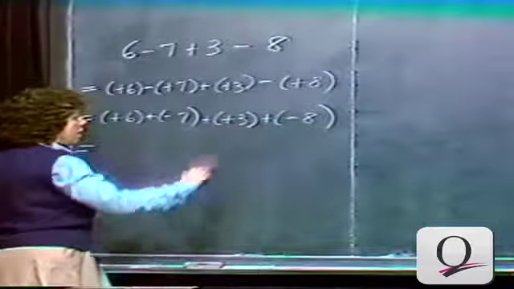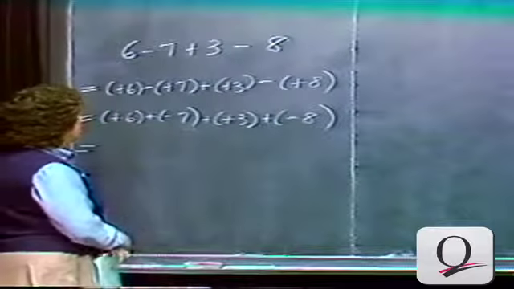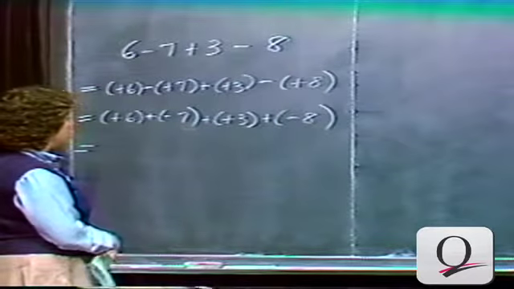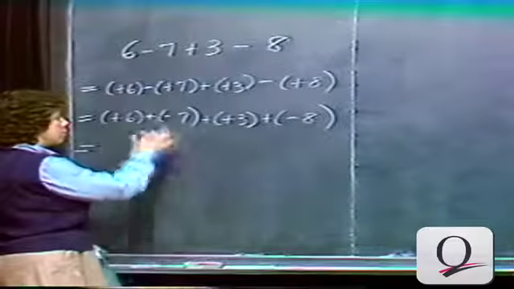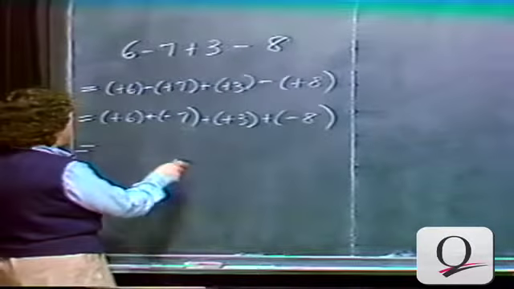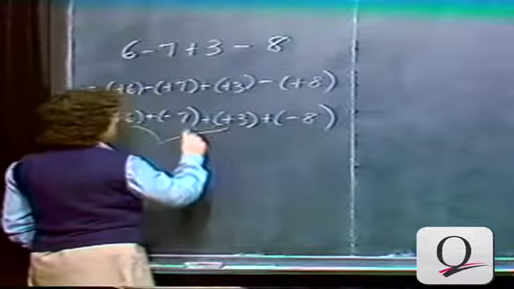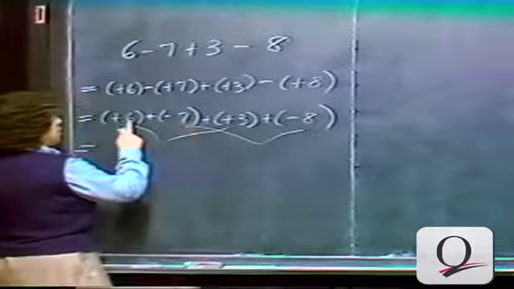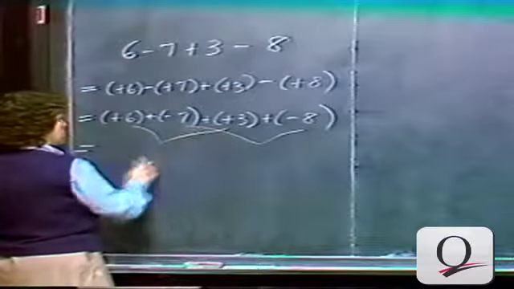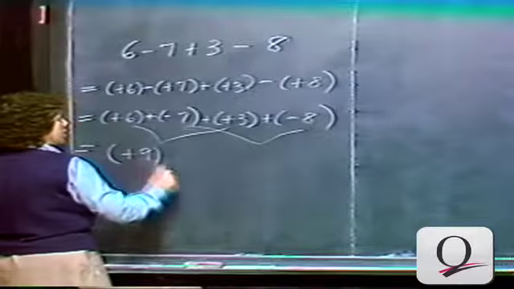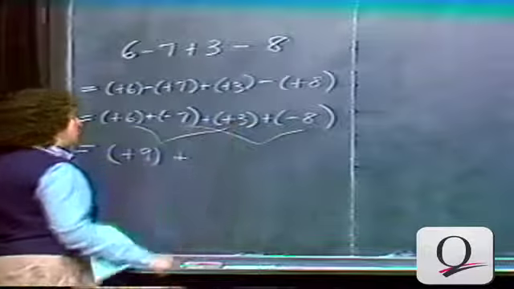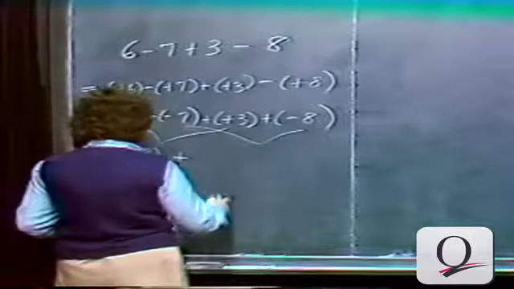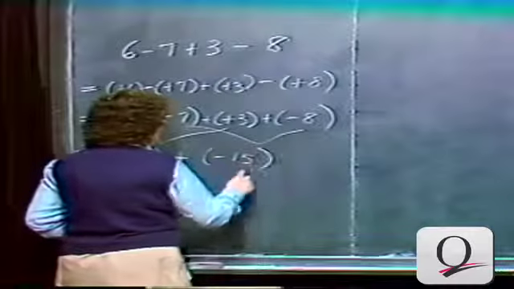Now, when you are faced with adding a group of signed numbers, the best thing to do, I would think, is to group the positives and the negatives separately. In other words, let's handle this and this. The +6 and the +3, of course, gives us a +9. The -7 and the -8 gives us a -15.